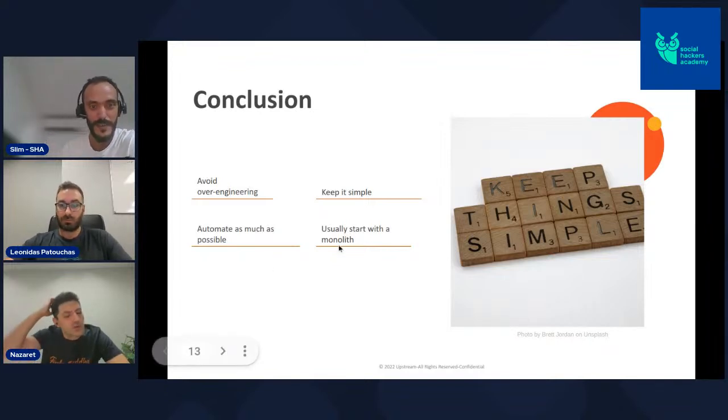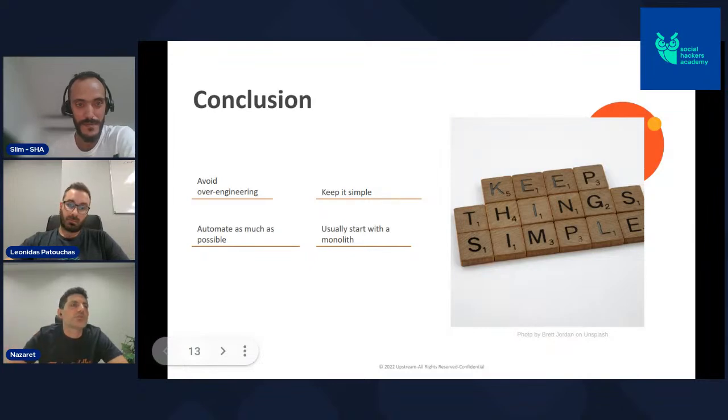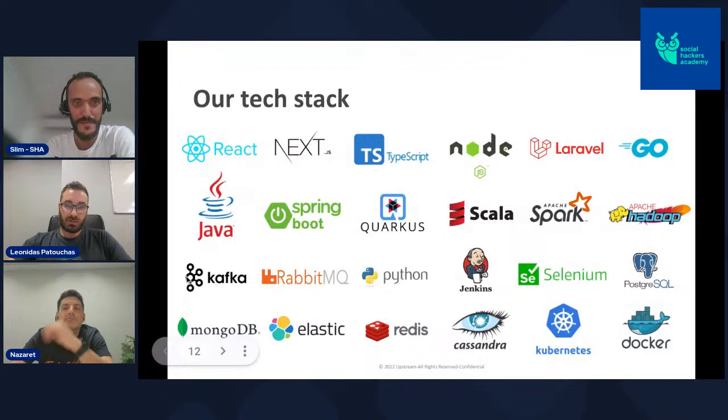Leonidas, I don't know if you want to add something on the conclusion. Yeah, the only thing I would like to add is, if you see the previous slide, it might look a bit intimidating, all these technologies, but every single one of them has a purpose. So you start with the basics, let's say a single relational database and a monolith, and if you have identified some specific problems that you know you will face, then you might need to introduce more technologies and even more services.